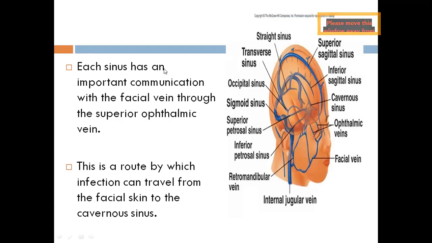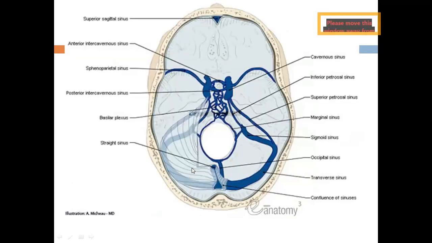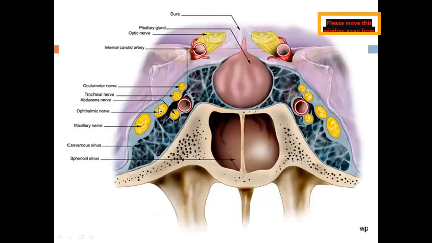Now each cavernous sinus has important communication with the facial vein through the superior ophthalmic vein. This is the route by which infection can travel from the facial skin to the cavernous sinus. Now this is the right and left cavernous sinus. These are the anterior and posterior intercavernous sinuses. These are the various partitions which are called trabeculae. The partitions are seen very clearly in cadavers than in the living body.